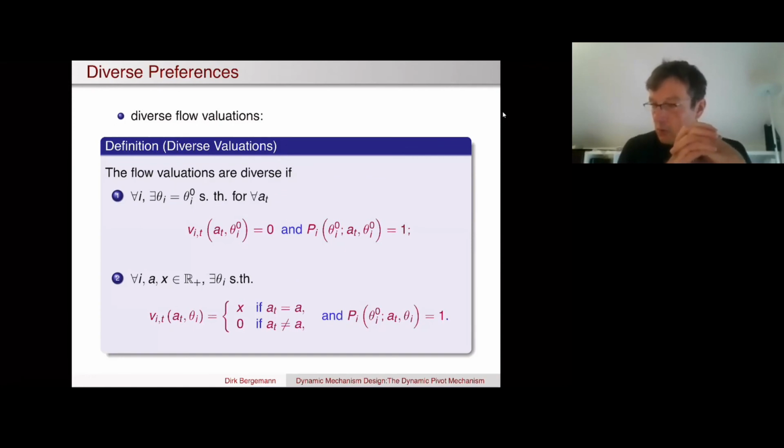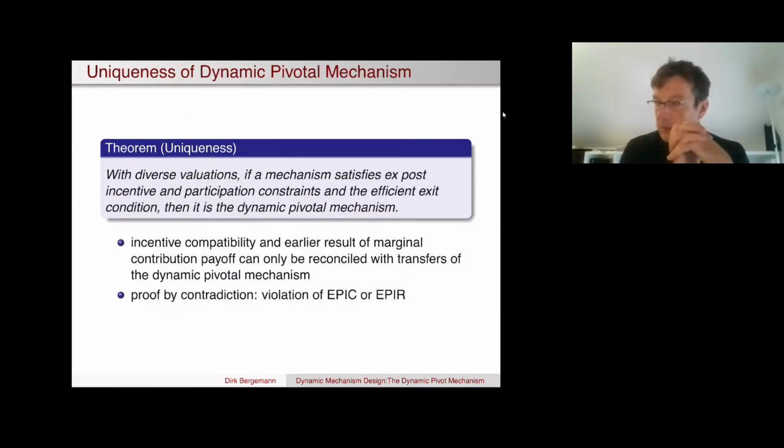And there are also states such that for any action and any particular allocation that is being chosen, we get a particular value. So that's just the richness in terms of how rich the information is. The uniqueness result says that with diverse valuations, if a mechanism satisfies ex post incentive and participation constraints and the efficient exit condition, then it has to be the dynamic pivot mechanism. That is a strong result, which basically says that if we insist on these additional structural properties of the mechanism, then there's no choice left anymore, and we are basically asked to always use the dynamic pivot mechanism.